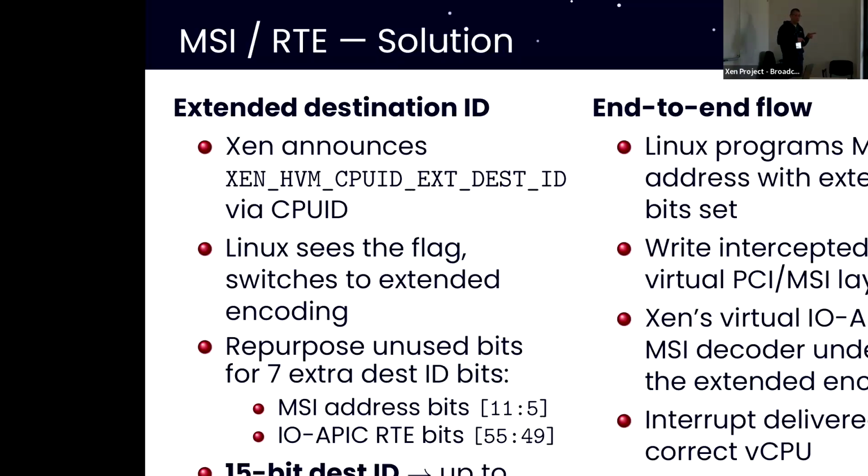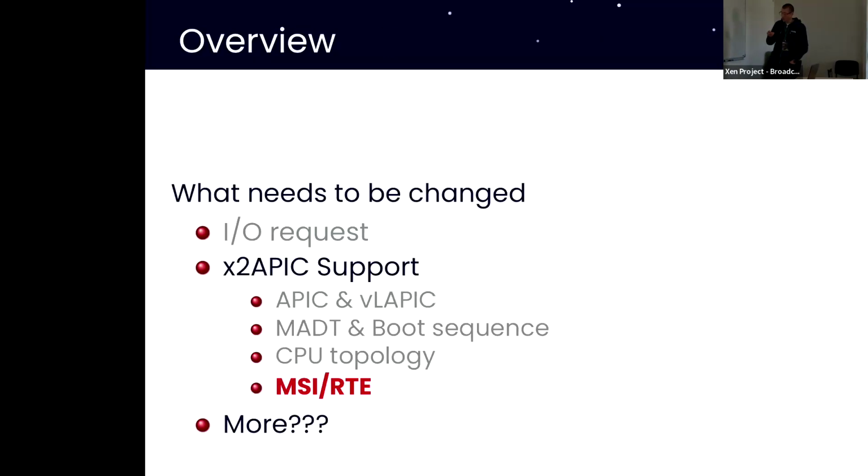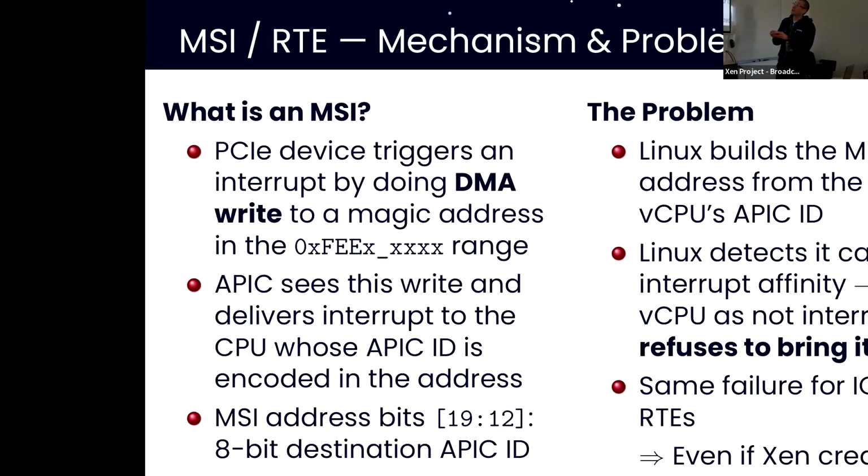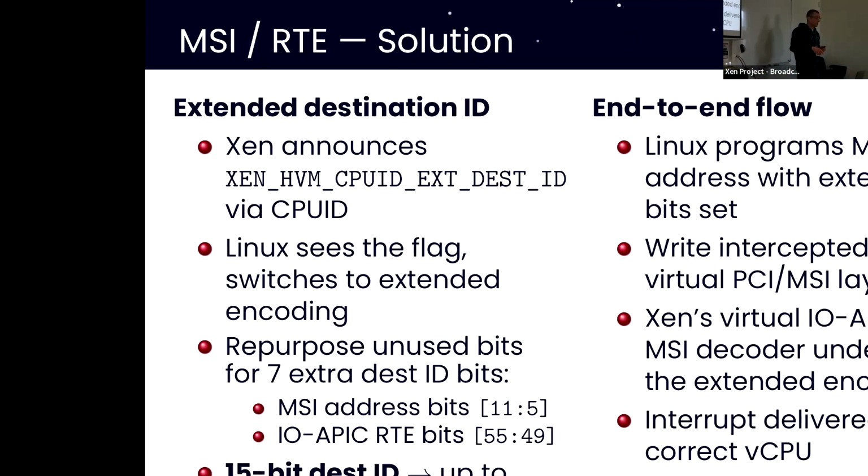This is like a flag which can be exposed via CPU ID to a guest in order to tell him that there are additional bits in this address. So basically, in this address here, additional bits can be used to extend the destination ID space. These additional bits can then be used for decoding in order to address APICs in a higher range, which gives us 15 bits of destination ID, which is 32,000 APICs.